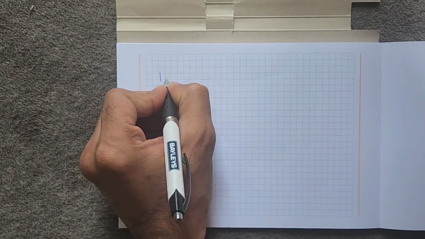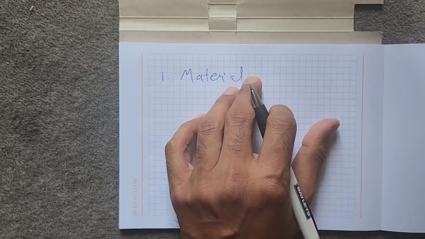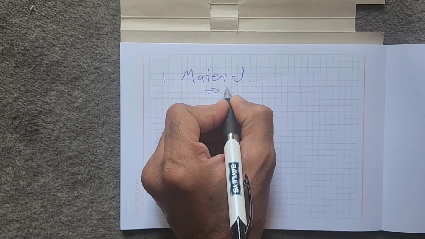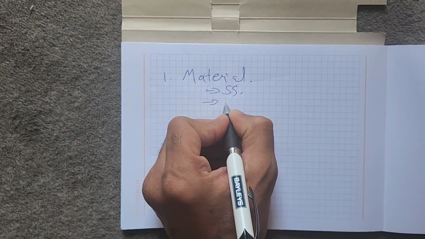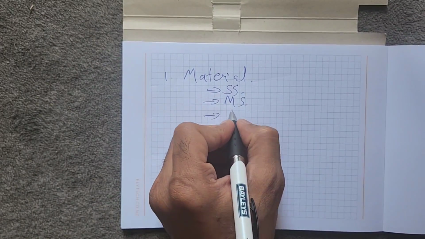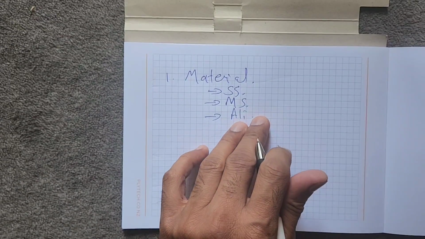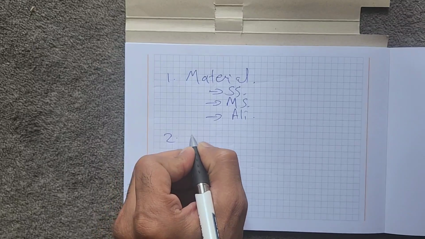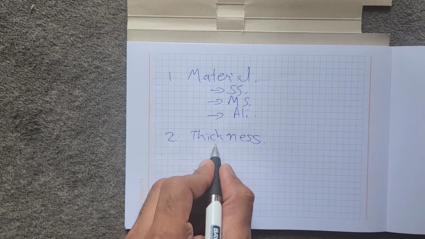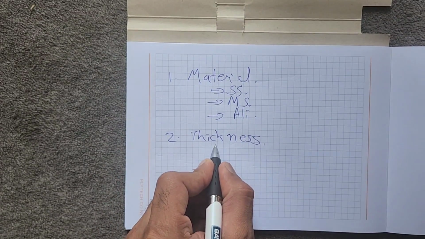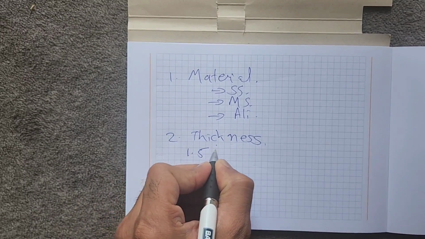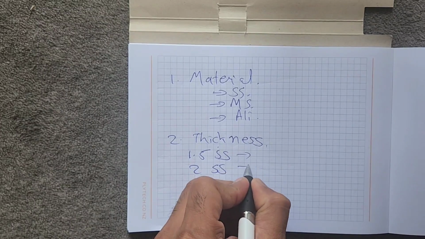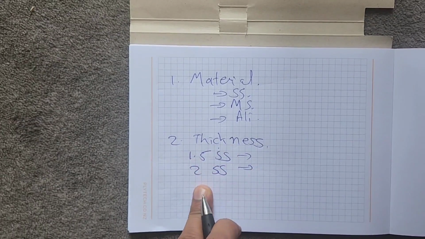So first thing that impacts the K factor is the material. So material of K factor, because it varies from different material. So let's say stainless has a different K factor, mild steel has a different K factor, and aluminium has a different K factor. It all depends on what kind of material that you are folding. Number two is the thickness. So K factors vary for every different thickness. So let's say if you're folding 1.5 SS and 2 mil SS stainless steel, both K factor might be different depending on the thickness of the material.